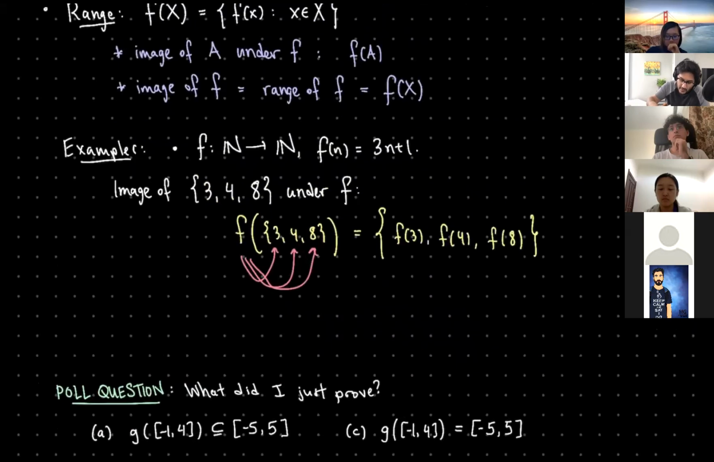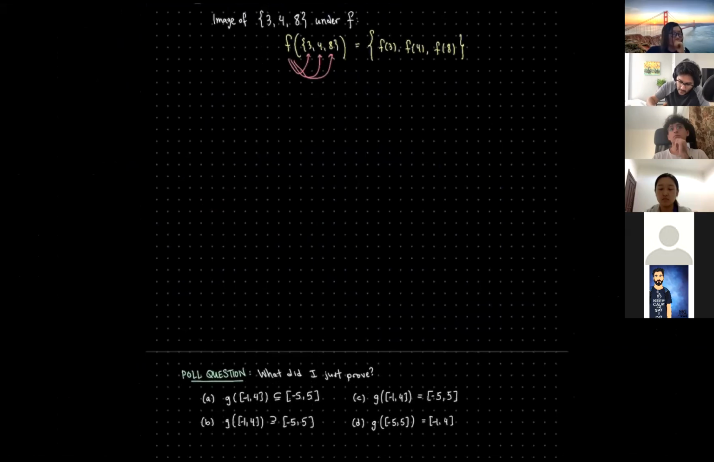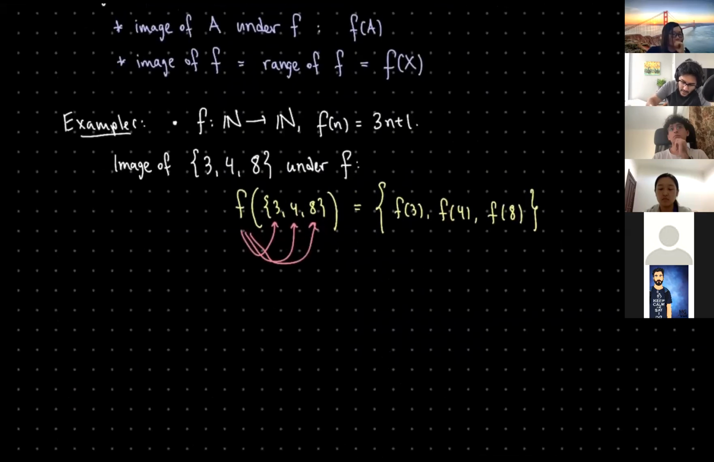So I would get, oh, and I have another poll question for you, but that'll be later. Okay, and so I can actually calculate each one of these numbers. F of 3 was 10. F of 4 was 3 times 4 is 12 plus 1 is 13. 8 times 3 is 24 plus 1 is 25. Okay, makes sense? That's all I have to do to calculate the image of the set.